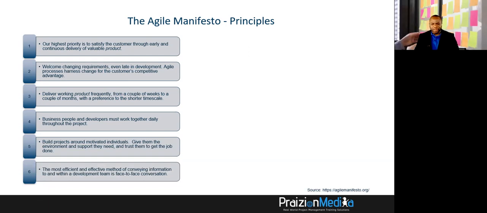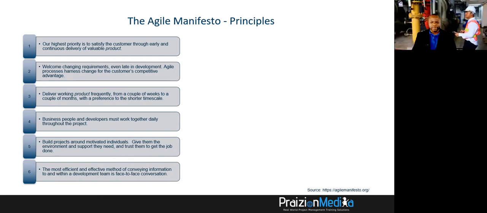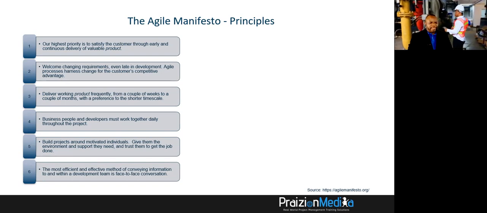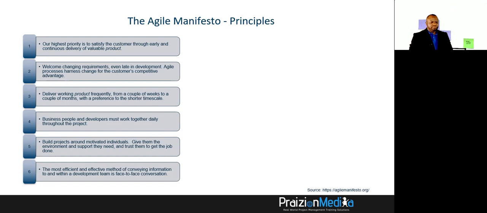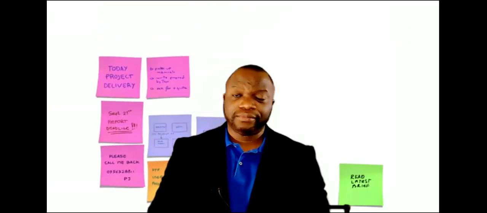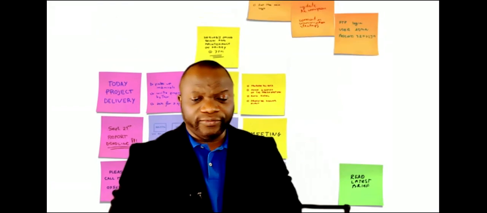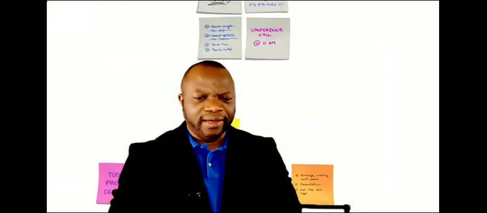The most efficient and effective method of conveying information to and within a development team is face-to-face conversation. Now, for this video, it would have been very easy for me to leave the camera off. I could very well turn the camera off, and I could very well get by just showing you a bunch of slides. But you're getting more of the communication. Why do you feel you're getting more of the communication?